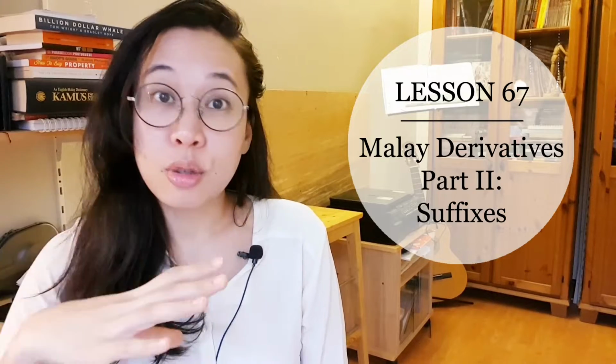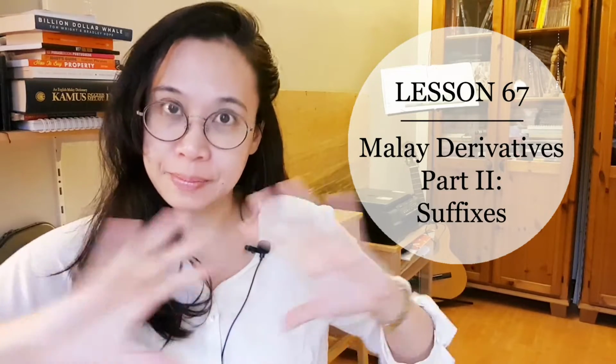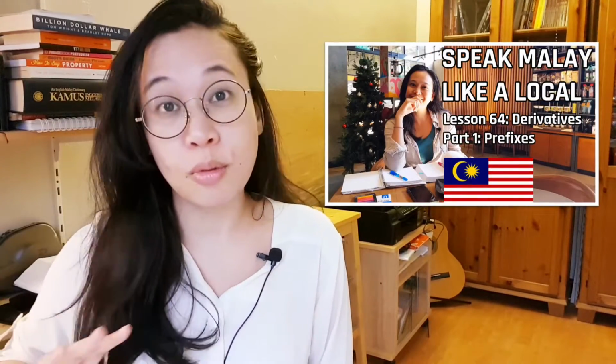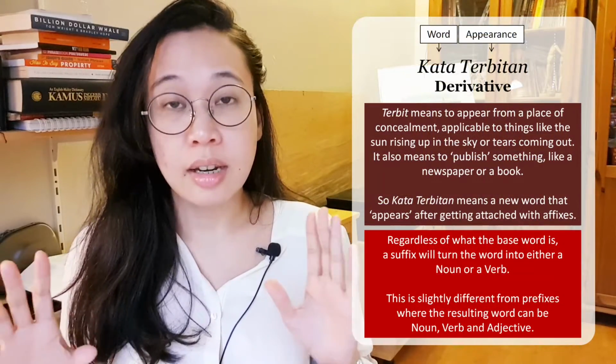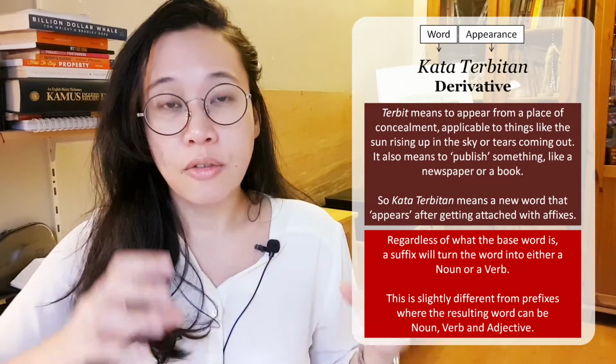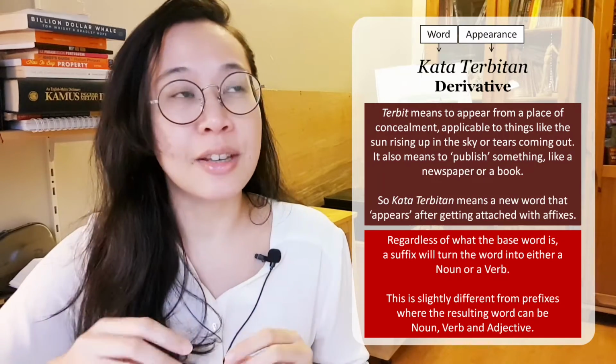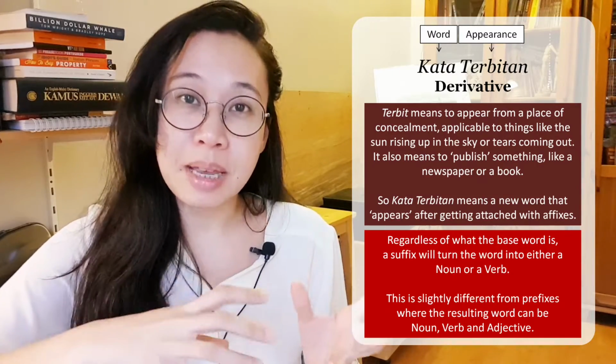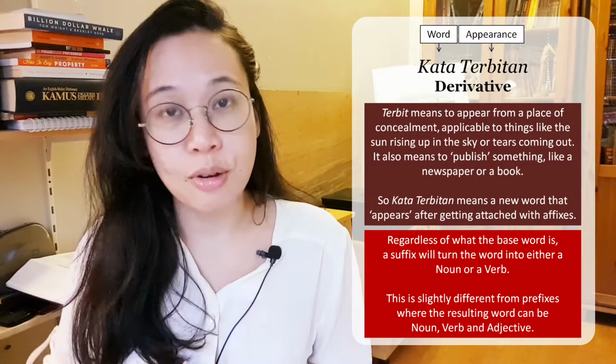My name is Lisa and today I will be teaching you about suffixes, and this is part 2 of the derivatives lesson that I started a couple of weeks back. In the previous few weeks, I think the first lesson, part 1, is about prefixes. So today's lesson, part 2, is about suffixes. And in Malay, it is called Kata Terbitan. In English, I'm just going to call it derivatives because essentially you have a base word and then you fix an affix, or in this case a suffix to it, and then it becomes a new word, which is why you derive a new word from it.